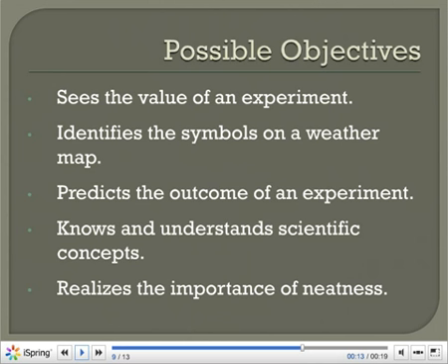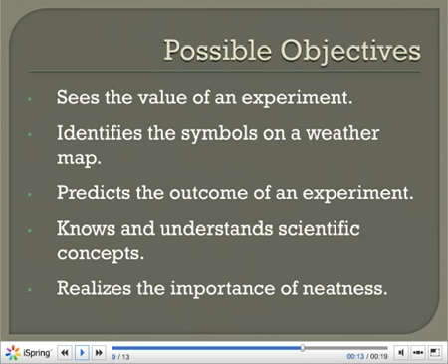The second one. Identifies the symbols on a weather map. What do you think of this one? It is well written because it is stated in terms of what we expect from the learner, it's in terms that are observable, and it measures only one intended outcome.